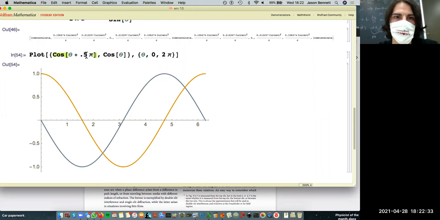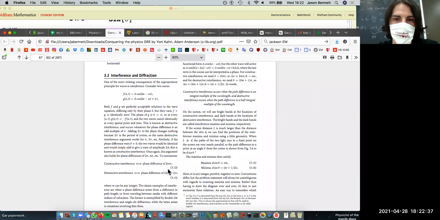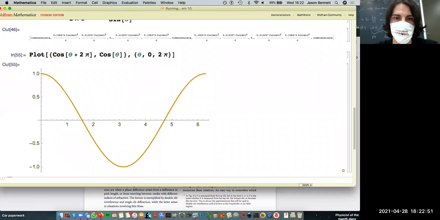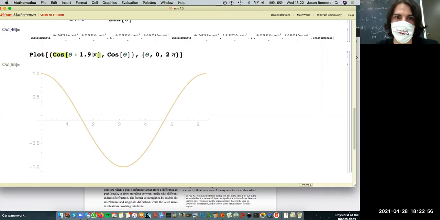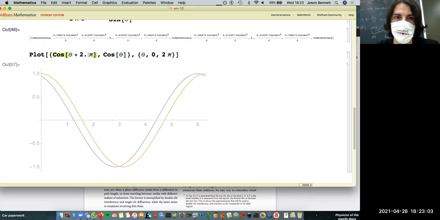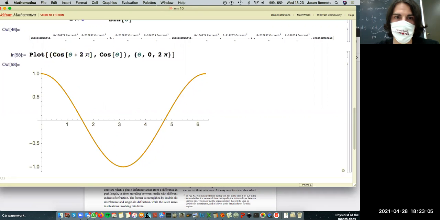So what ends up happening is, let's follow what they're saying here, constructive interference, if there is a 2m, where m is an integer. That means 2m is an even number. So let's see what happens if I do 2 pi. Exactly equal. And I can prove it to you by just doing a little bit off. See, that's a little bit off, and a little bit off. But if I do exactly 2, they're both right on top of each other.